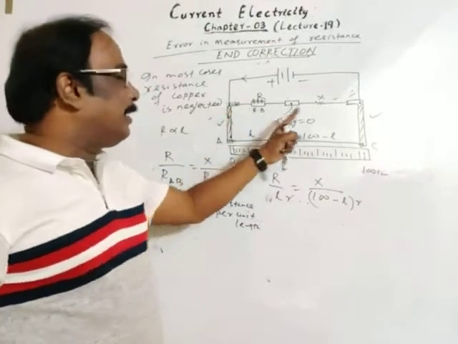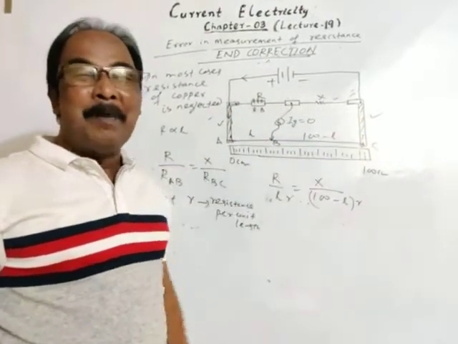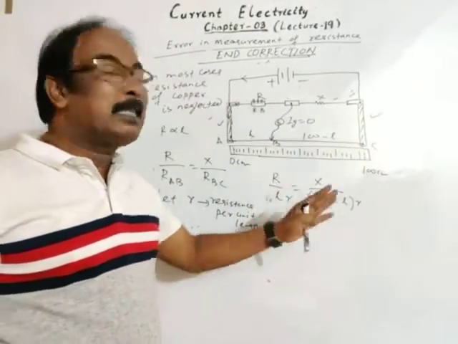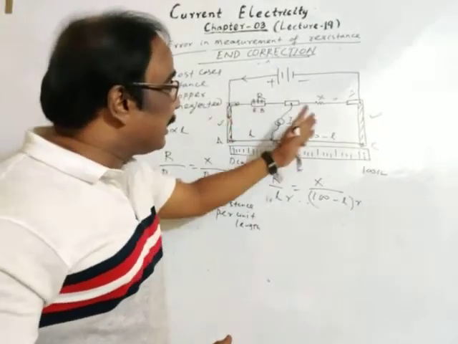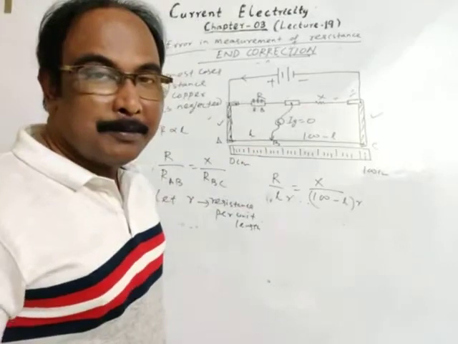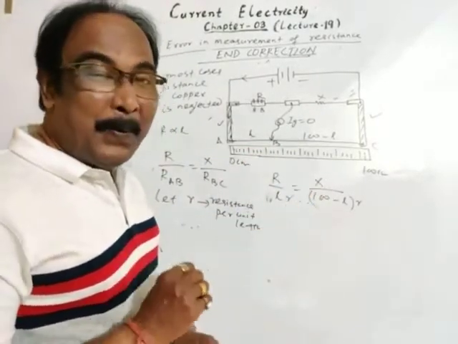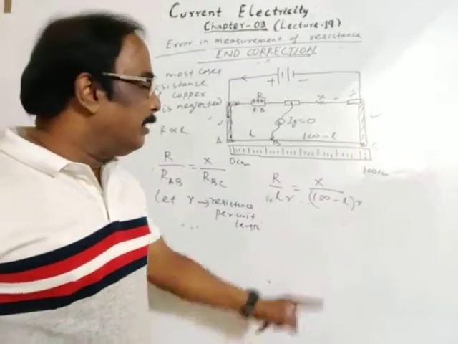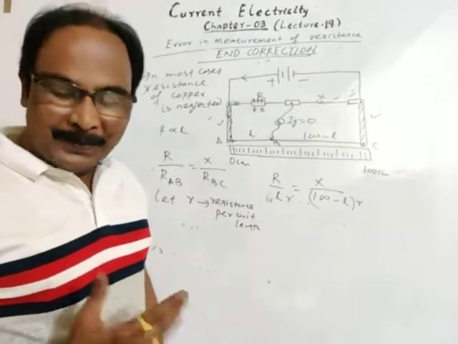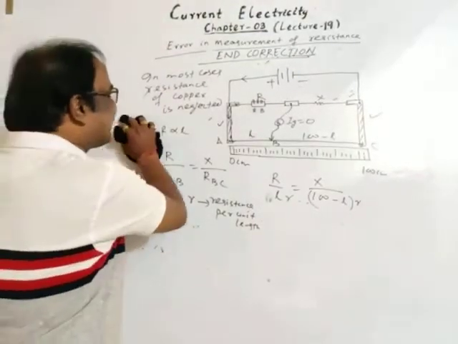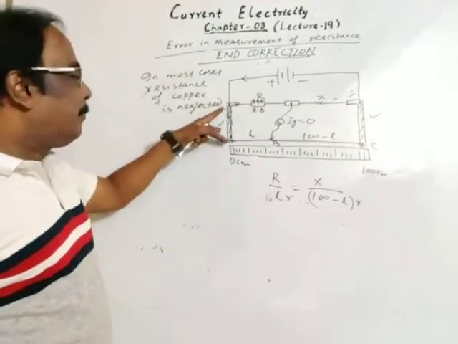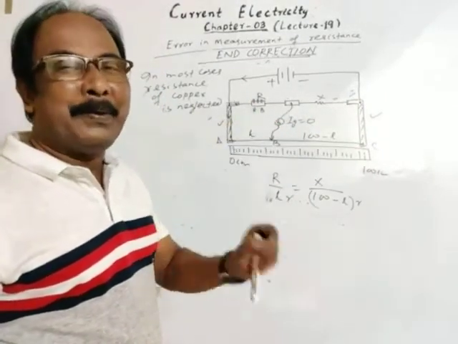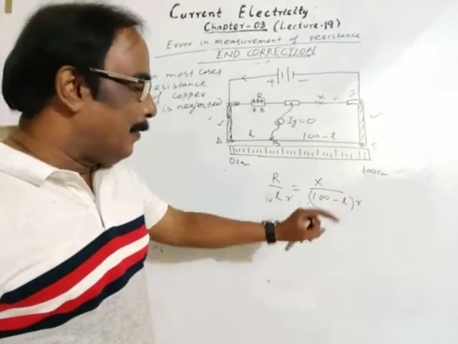If we neglect the resistance of these two parts of copper wire, then this relation is right. But if you consider the resistance of these two parts, then there will be no accuracy in the measurement of unknown resistance. Okay, then let's come to the point. We have to consider the resistance of these two parts to have a more accurate measurement of the value of unknown resistance.